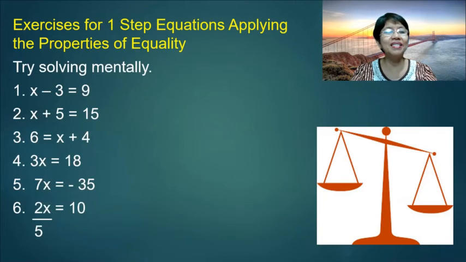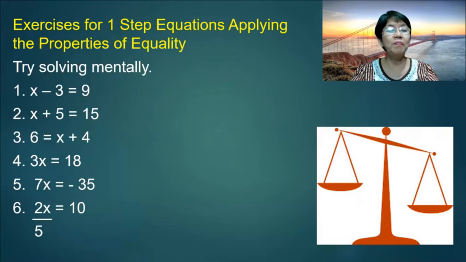And number 3, 6 is equal to x plus 4. Notice that x is on the right side of the equation, which is not the usual form of an equation in one variable, but we can still solve that. So we solve for x. What we do is we subtract 4, or we add negative 4 to both sides of the equation, and the resulting equation is x is equal to 2.